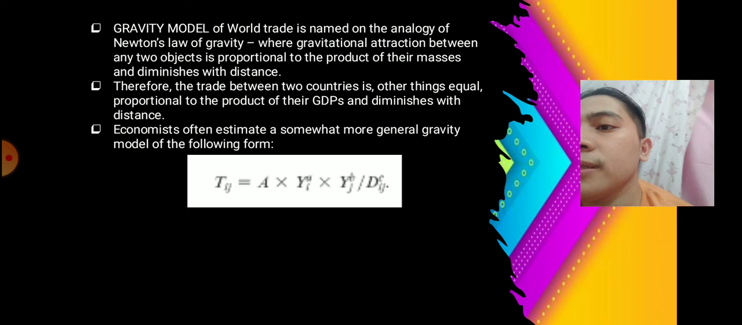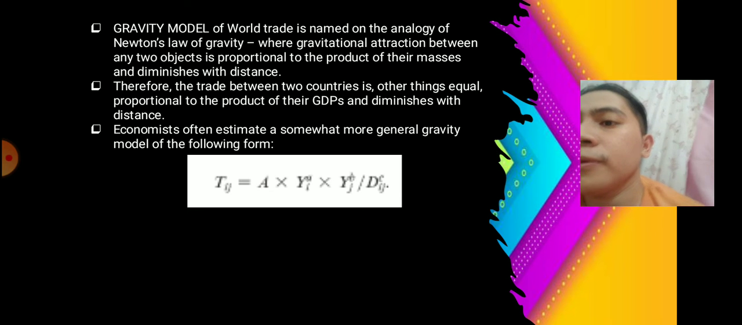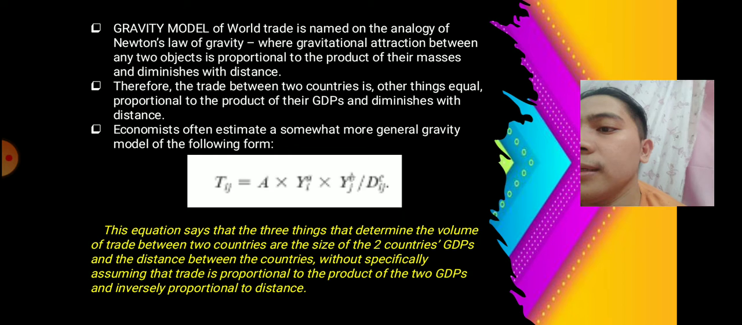Third, economists often estimate a somewhat more general gravity model of the following form. These equations say that the three things that determine the volume of trade between two countries are the size of the two countries' GDP and the distance between the countries, without especially assuming that trade is proportional to the product of the two GDP and inversely proportional to distance.